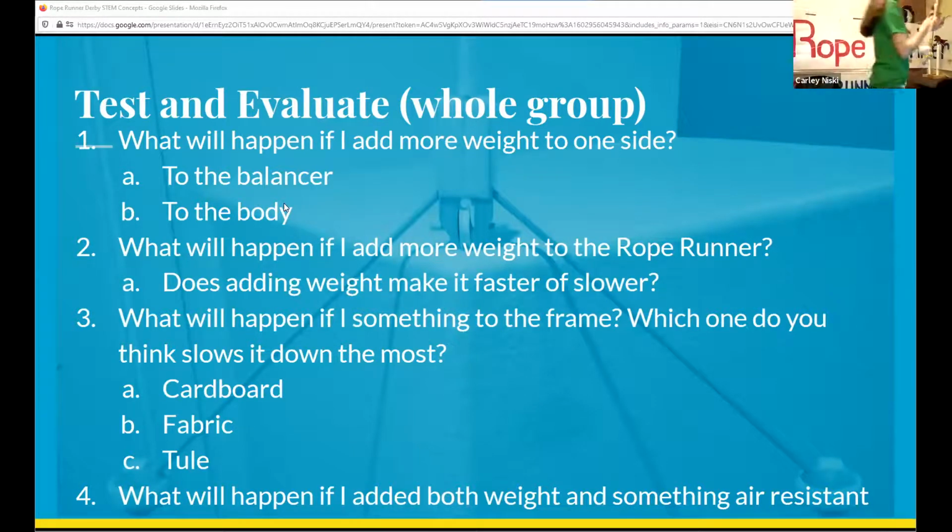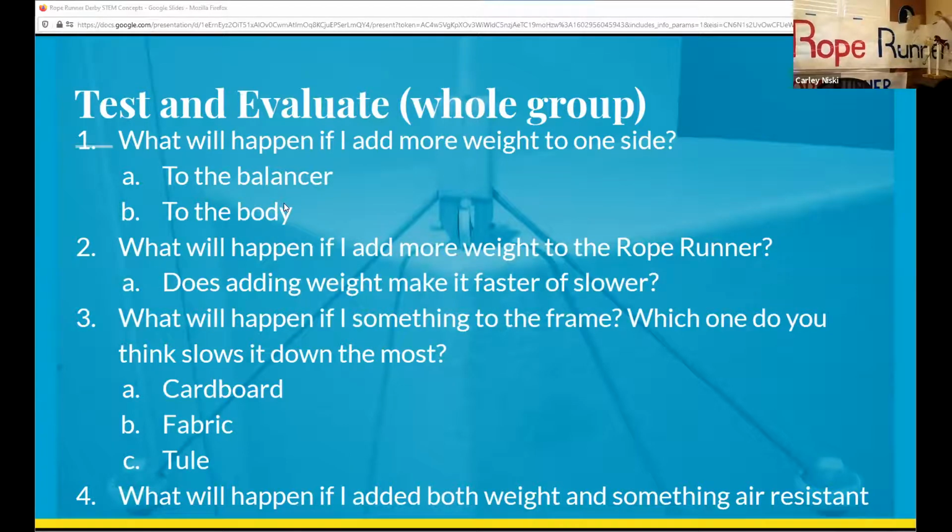Let's find out. So I'm going to roll down the rope runner with just the cardboard, and we'll look at that speed. Here we go. Okay, kind of slow. Okay, now I'm going to add the weight to the back of my rope runner, like that.